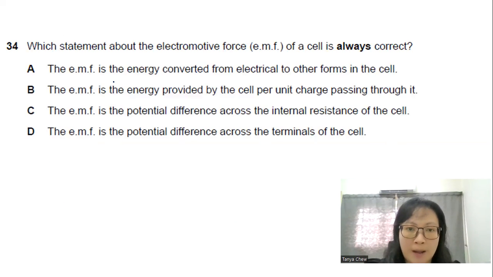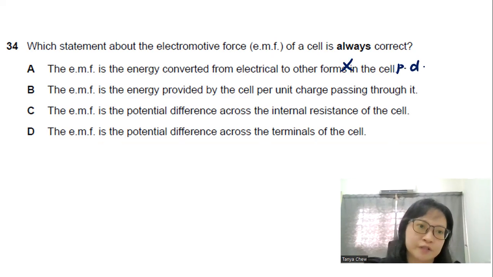34. Which statement about electromotive force, EMF, of a cell is always correct? A. The EMF is the energy converted from electrical to other form of energy? No, this is wrong. This is PD, potential difference.